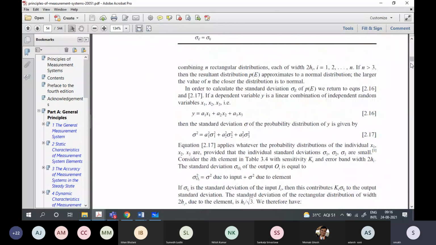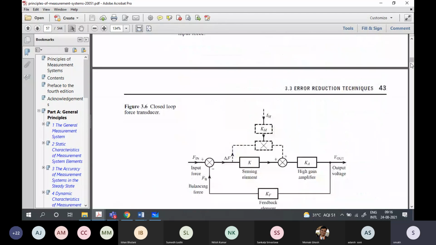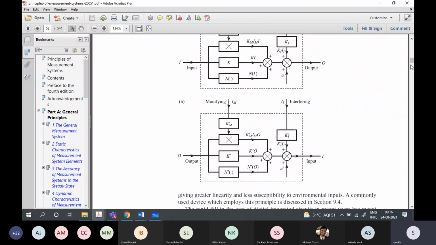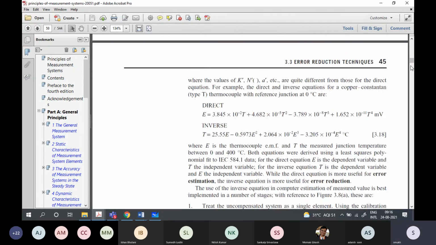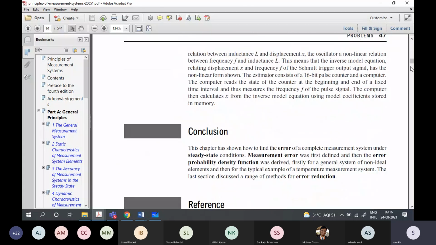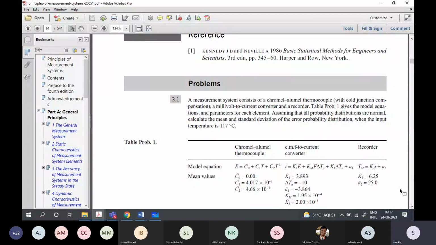Similar problems are there in the assignment. Chapter 2 and 3 you should read very well. And if you have any problems, we can discuss. Yes.